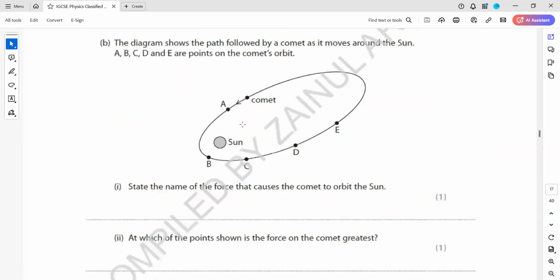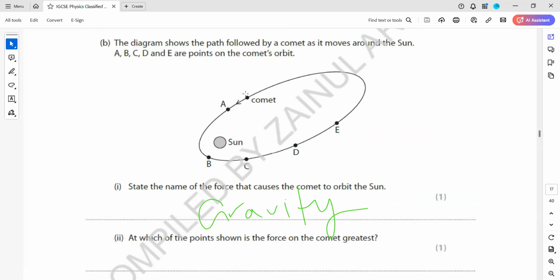The diagram shows a path followed by the comet as it moves around the Sun. We have A, B, C, D, and E as the points on the comet orbit. Name the force that causes the comet to orbit the Sun. So gravitational force is there, which is the same for planets also.